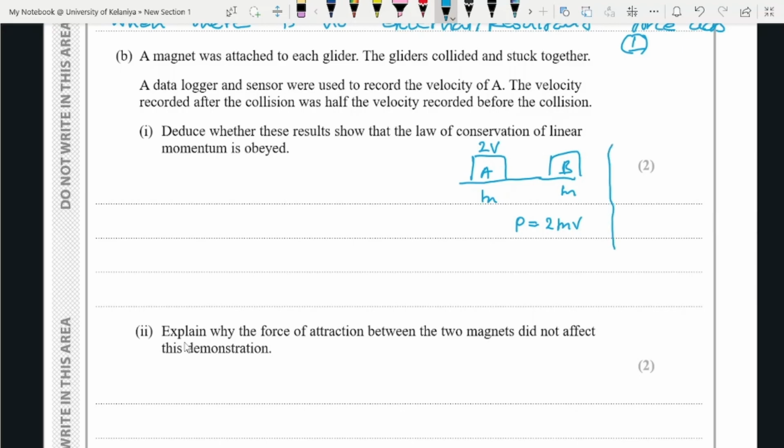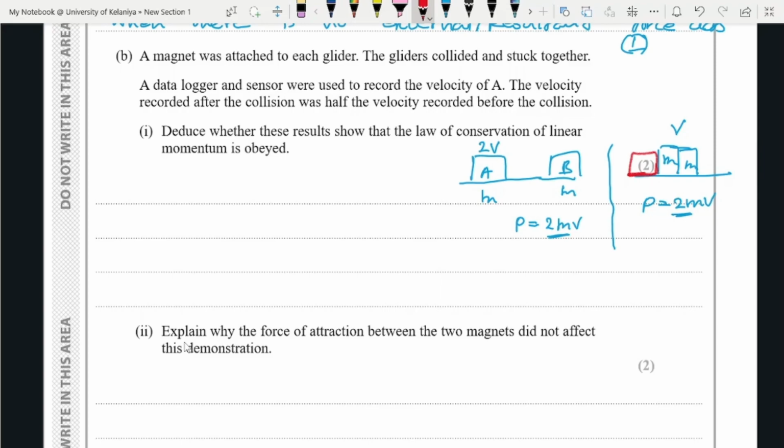After the collision, when they stuck together, they have mentioned the velocity is now halved, so it is just v, but the mass is doubled, so the momentum is 2mv. So momentum remains constant, and there are no external forces. Then you have to mention this in 2 points.